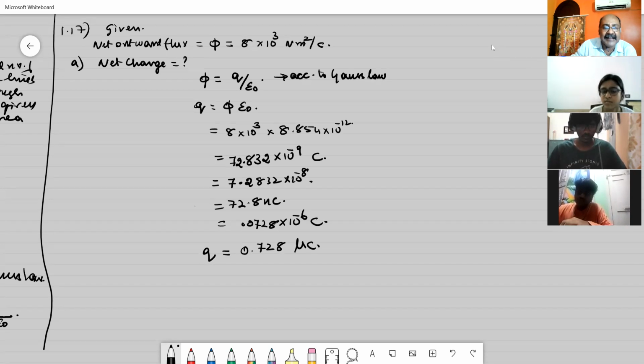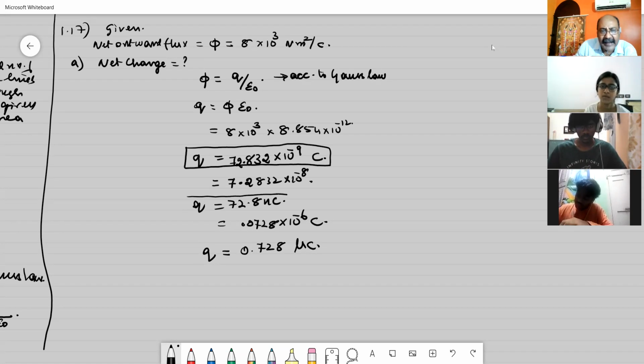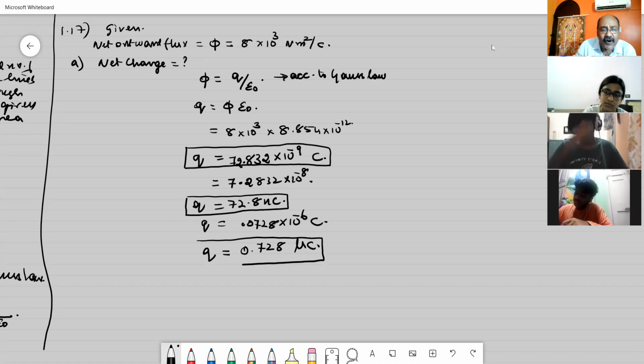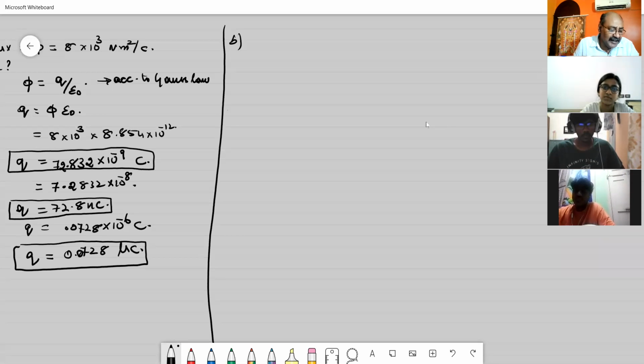Either I can give the answer in nanocoulomb or in coulomb like this, 72.832 into 10 power minus 9 coulomb. Or I can write Q equal to 72.8 nanocoulomb. Or I can write Q equal to 0.0728 microcoulomb as the answer.